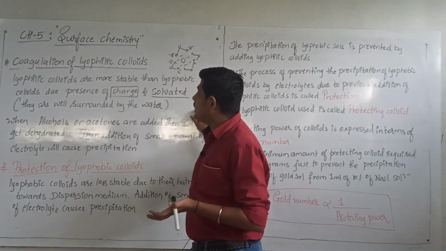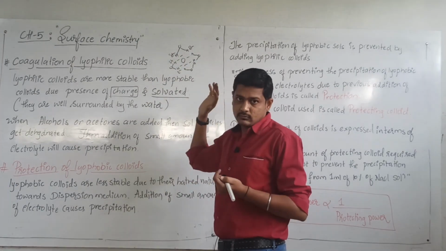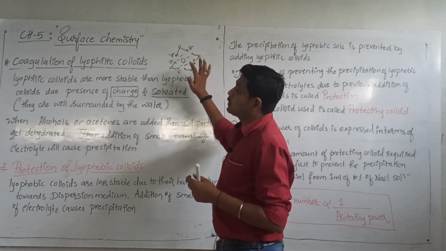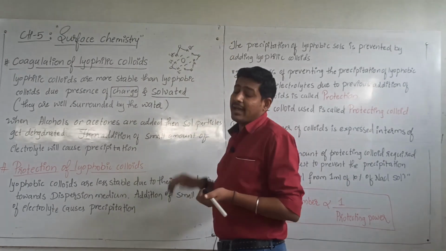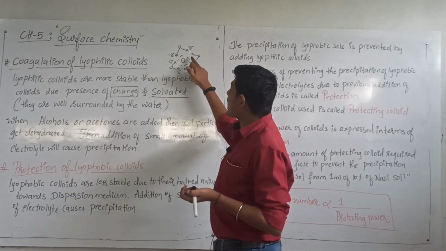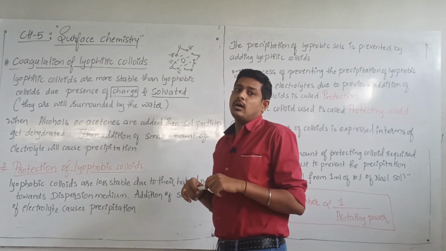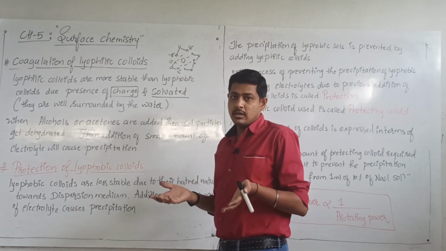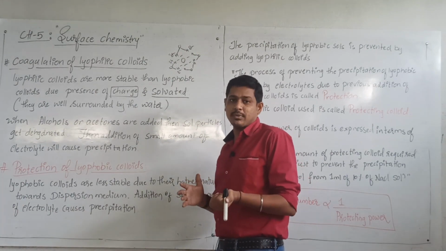Okay. Then how do we precipitate? Simple. If we remove the protecting layer, then what will happen? We get our colloidal particles negatively charged or positively charged. Then when I add an excess amount of electrolyte, what will happen? That electrolyte will react with these ions and the ion charge of the colloidal particles is removed. When the charge of the colloidal particles is removed, they will get precipitated.